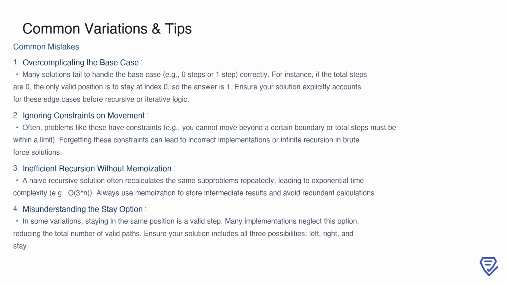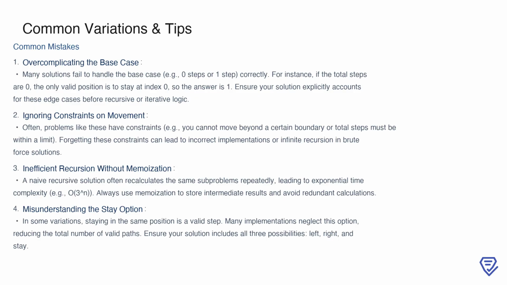When tackling this problem, there are several common mistakes to be aware of. First, overcomplicating the base case can lead to subtle bugs. For example, if you have 0 steps, the only valid position is index 0, so the answer must be 1. Similarly, with 1 step, you can only stay at the starting position or move once, making the base cases straightforward but critical to handle correctly.